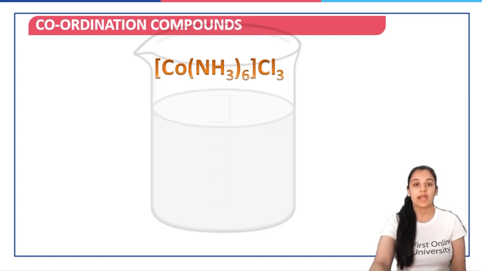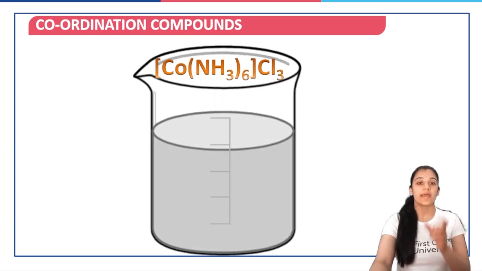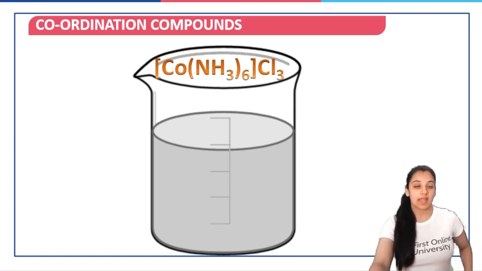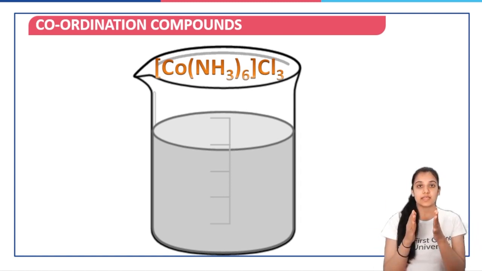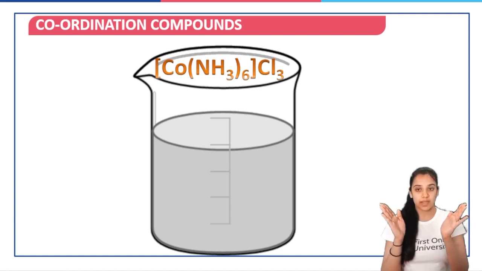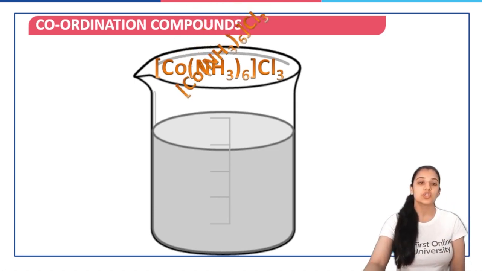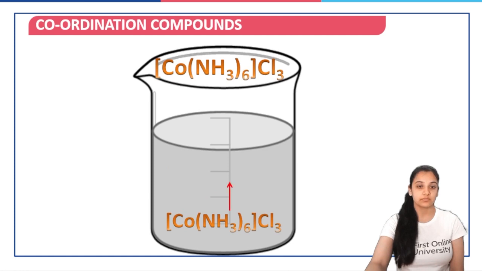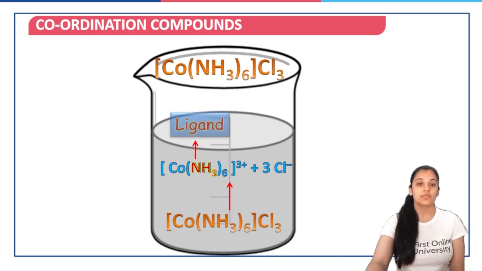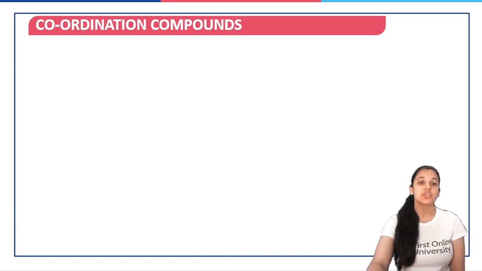Now let us look at this example first. When I dissolve this compound into solution, that is in water, what is going to happen is that the primary valencies, which are ionizable valencies, are going to break, which will give me hexamine cobalt 3 plus and 3 Cl minus in solution. Right? Now this is ammonia. Here is the ligand, which is a neutral ligand because it does not have any charge on it.